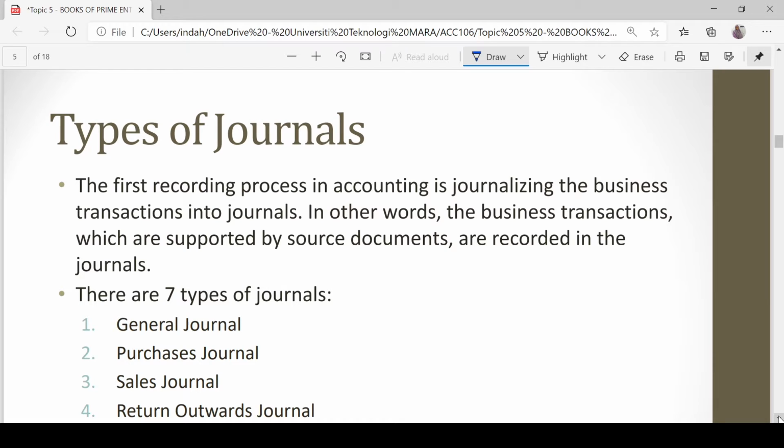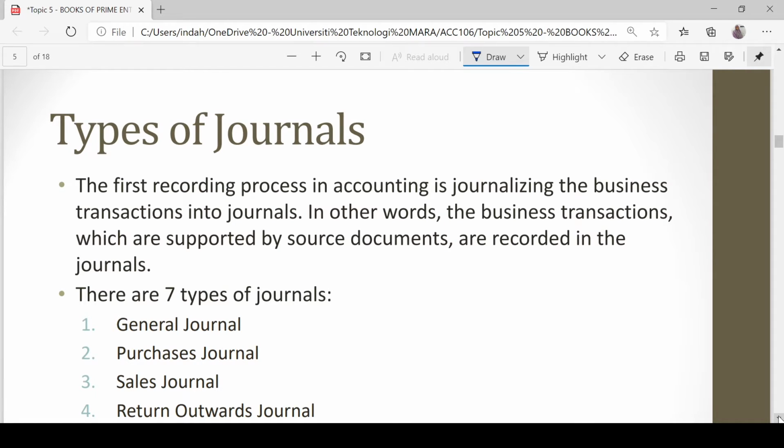But the journal that we used is only the general journal. In practice, there are different types of journal. The reason we started with only the general journal is that we want you to understand the concept of debit and credit, and which account to be debited and which account to be credited due to that business transaction. Once you already understand that, now we are going to teach you that there are different types of journals.